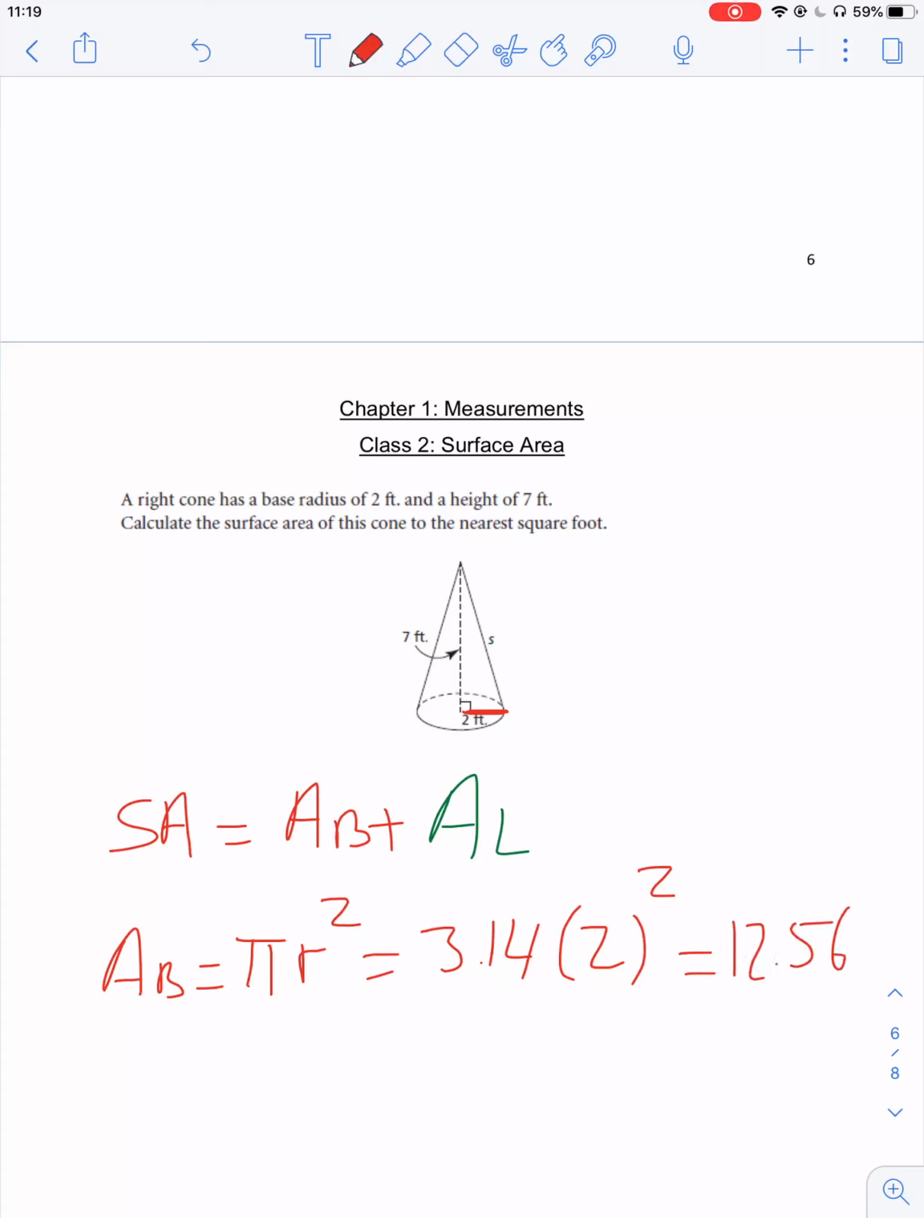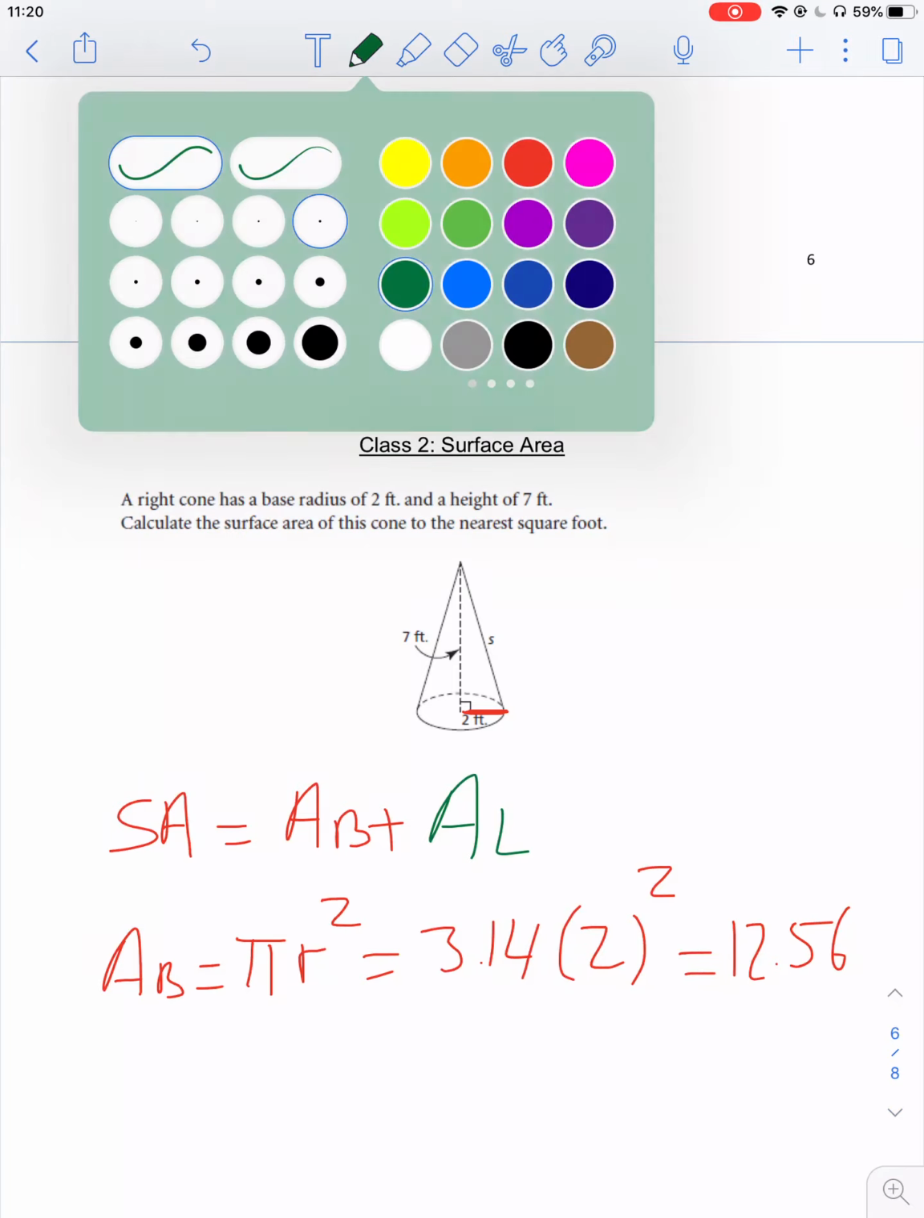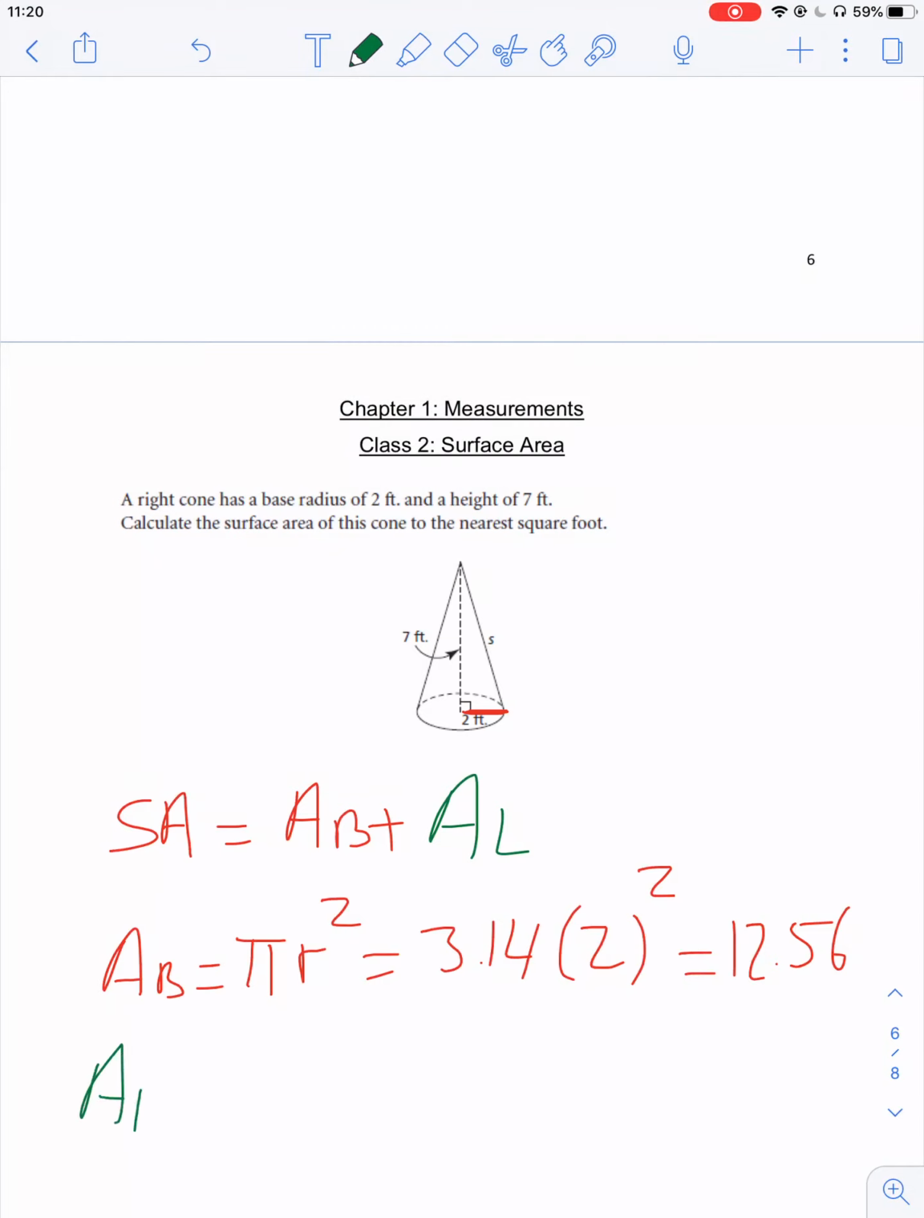This is actually, in my opinion, the cone is easier than the pyramid because you can directly find your lateral area, right? You don't have to find the area of one triangle and then multiply that by 4 or however many triangles there are. You can find it directly using this formula: pi times r times s.